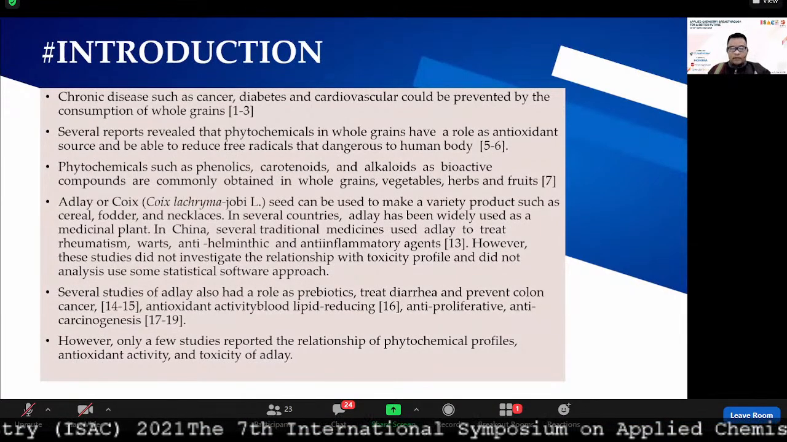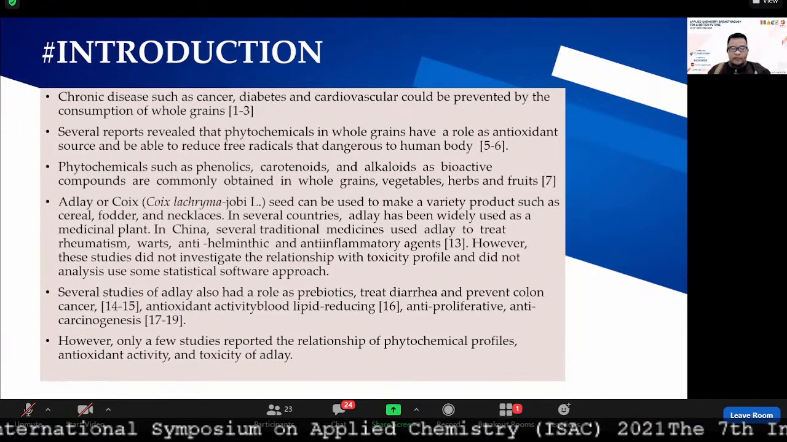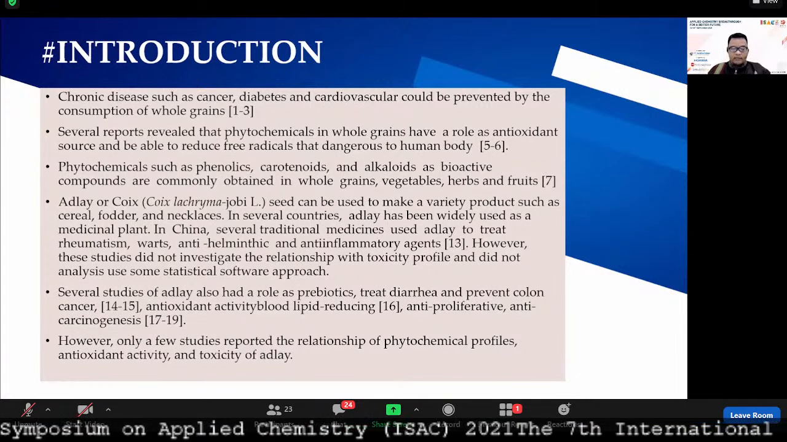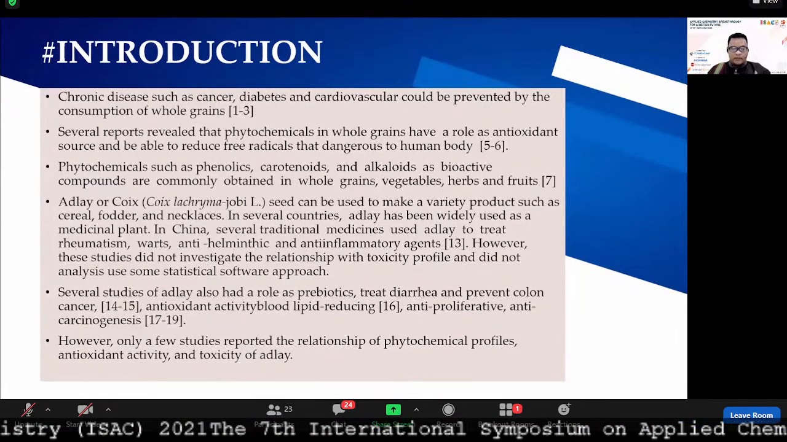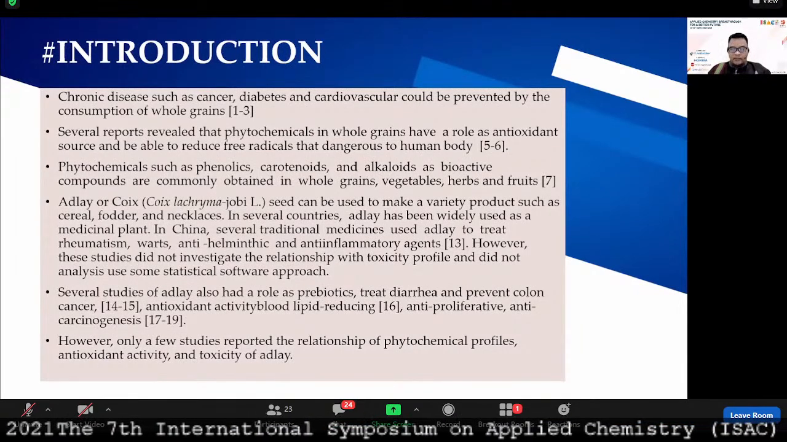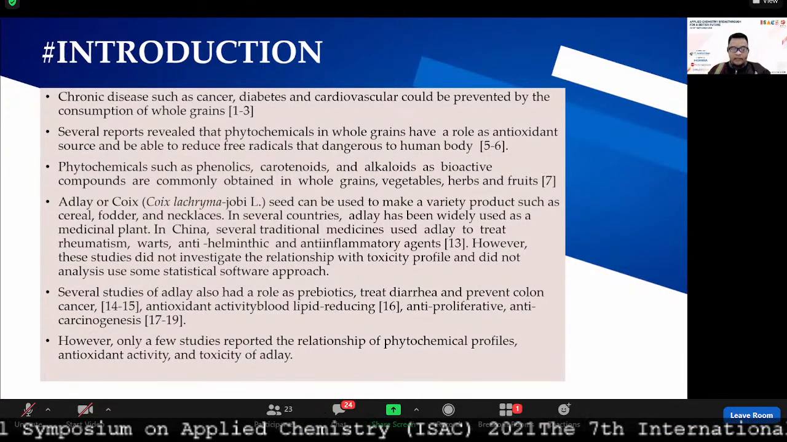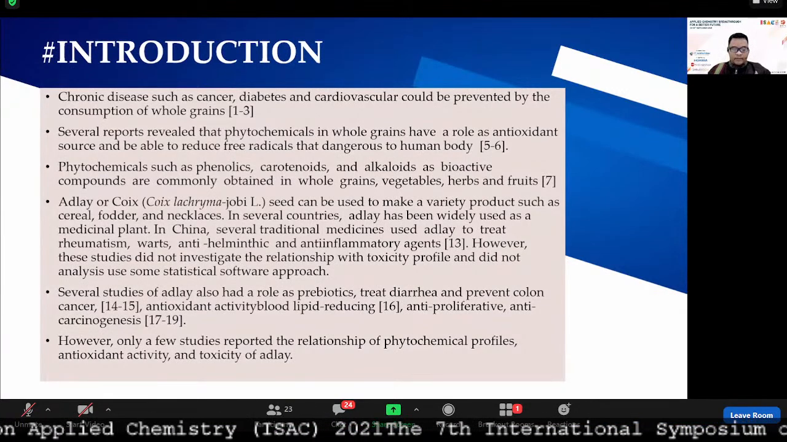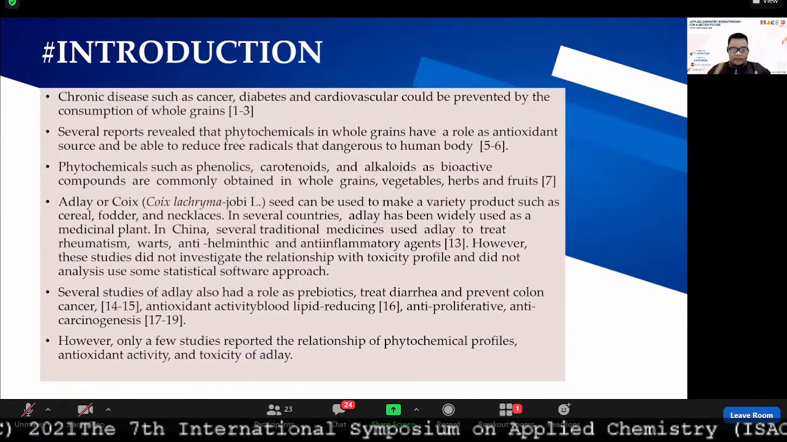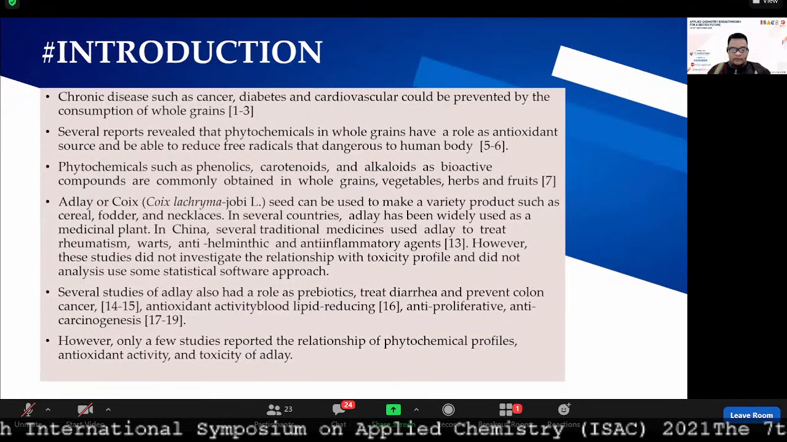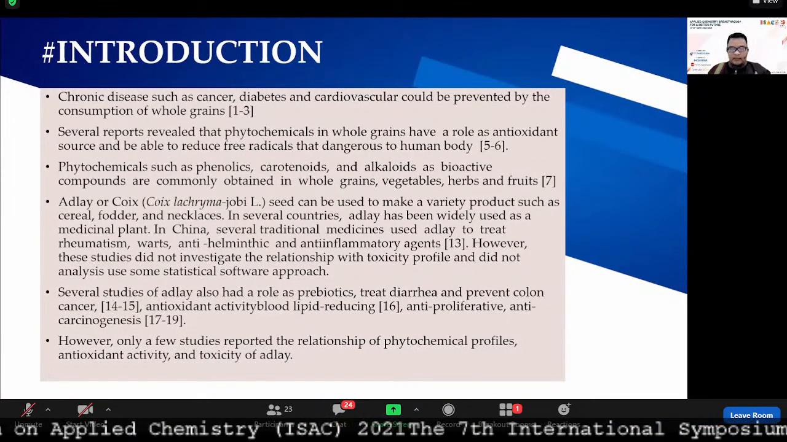Adlay, or Coix lacryma-jobi seed, can be used to make a variety of products such as cereal, fodder, and necklaces. In several countries, adlay has been widely used as a medicinal plant. In China, several traditional medicines usually use adlay to treat rheumatism, as an anti-hemolytic, and as an anti-inflammatory agent. However, the study did not investigate the relationship with the toxicity profile and did not use any statistical software approach. Several studies show adlay also has a role as a probiotic, treats diarrhea, and prevents colon cancer. However, only a few studies report the relationship of phytochemical profile, antioxidant activity, and toxicity of adlay.